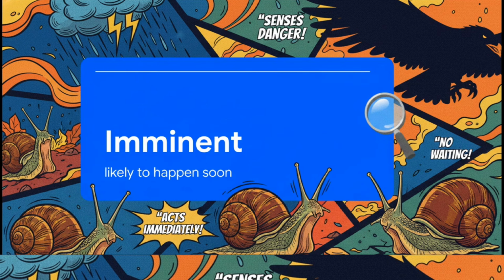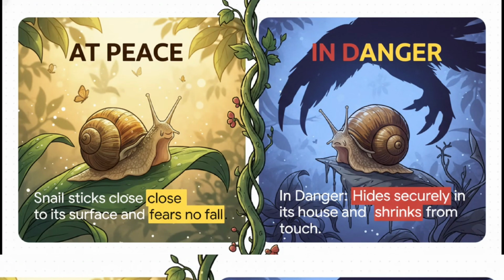And that brings us to a key word from our textbook's word nest, imminent. What does it mean? Likely to happen soon. Now this is so important. It means the snail doesn't wait for danger to be right on top of it. No, it senses it coming and it acts immediately. So you see, we really have 2 different sides to the snail's life. On one hand, there is complete peace and security. It sticks close, it fears nothing at all. But on the other hand, at the very first sign of danger, its behavior changes completely. It hides, it shrinks. It's a very big and fascinating contrast, right?